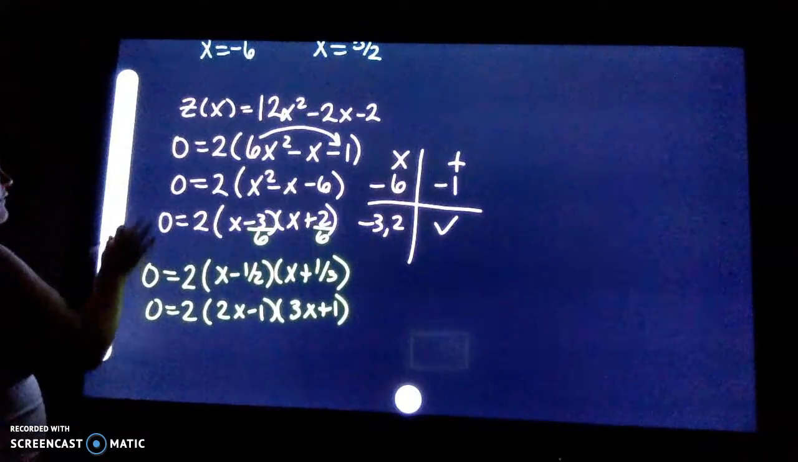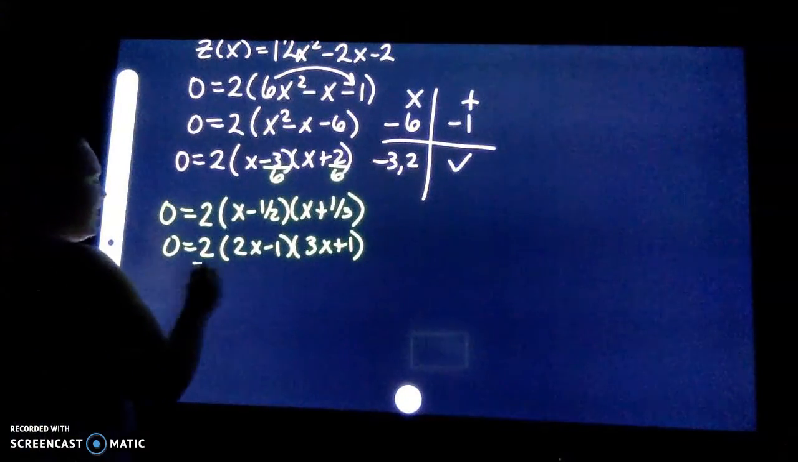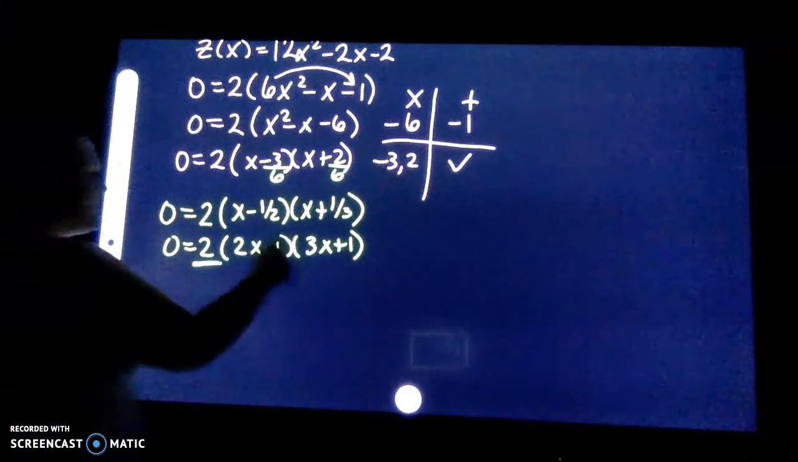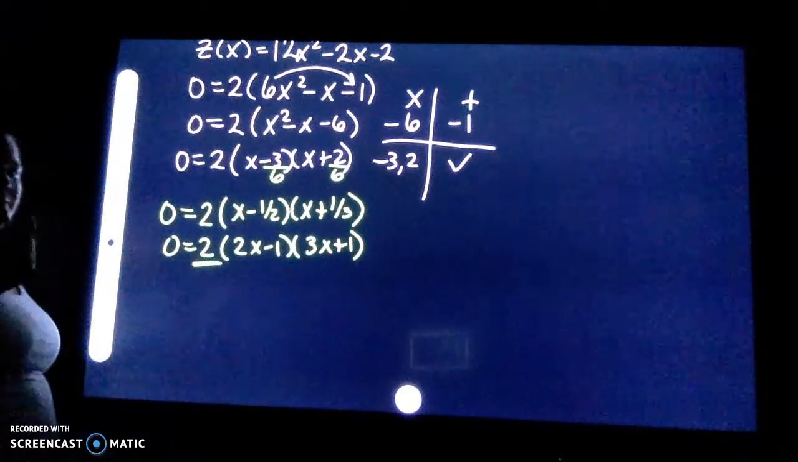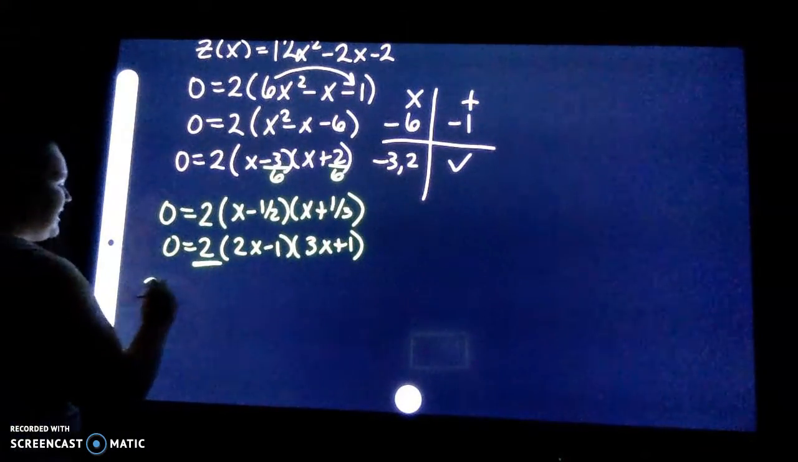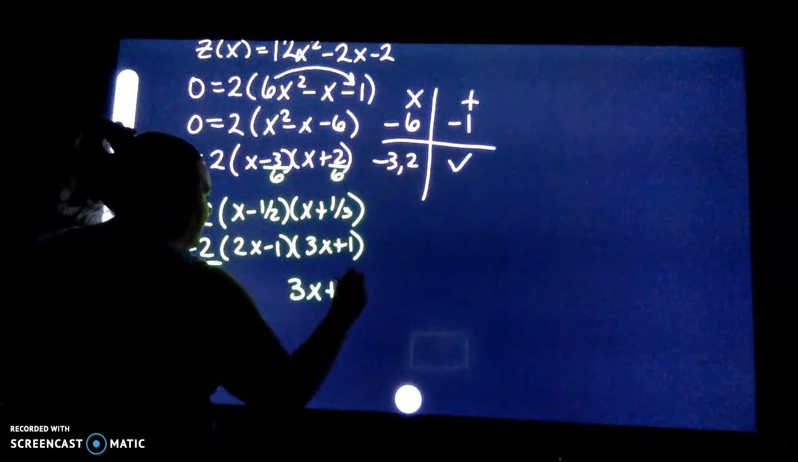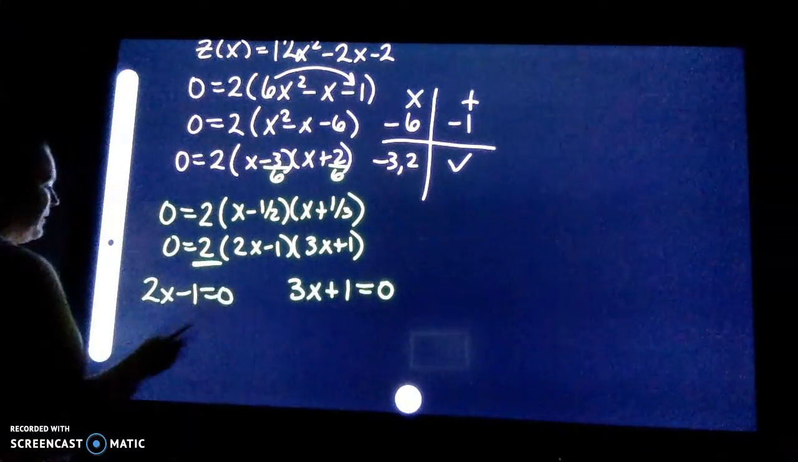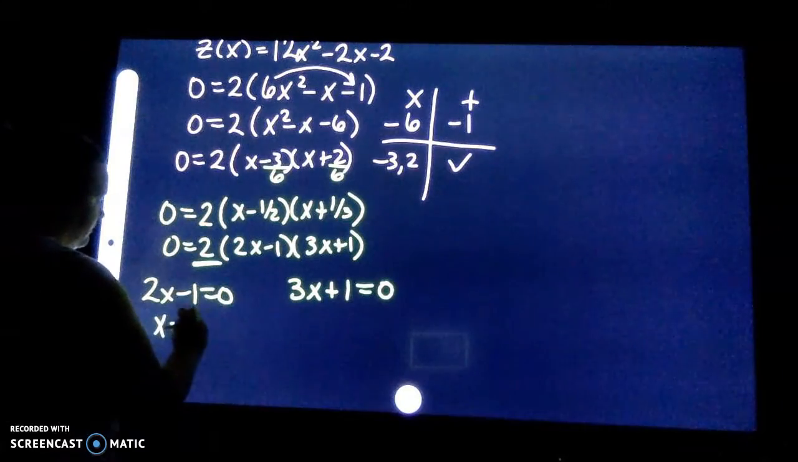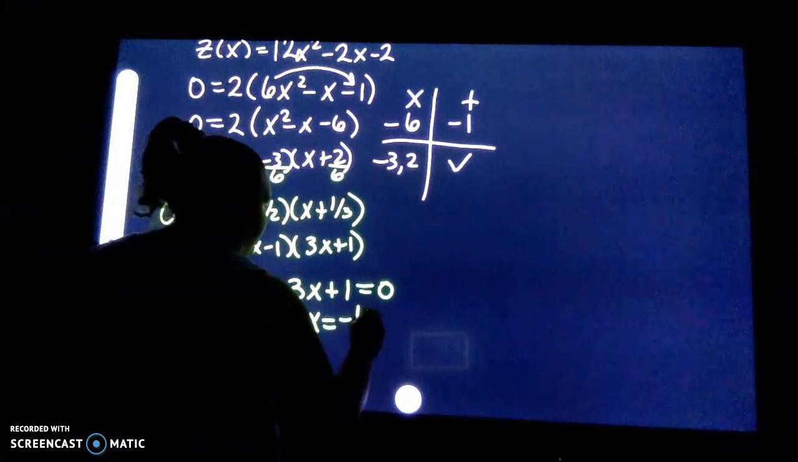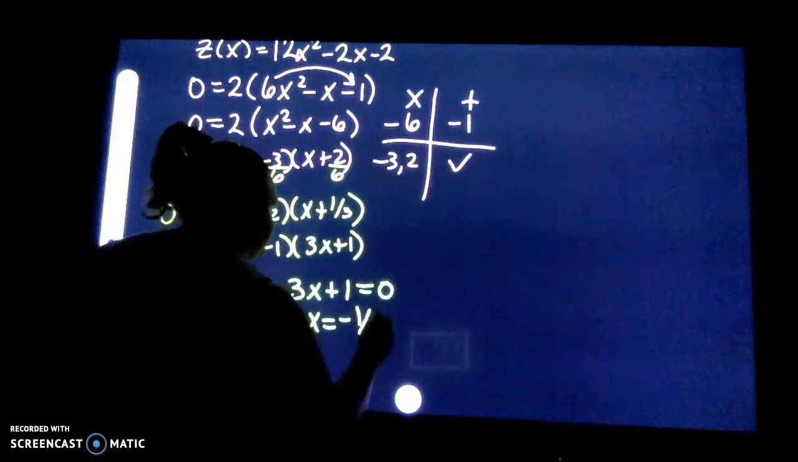And now I just need to find my roots. The cool thing is, this common factor I pulled out means absolutely nothing, because if one of these goes to 0, 2 times 0 is still just 0. So I'm going to take the two factors I found, set them equal to 0, and solve. On this one, I'm going to add 1 and divide by 2. On this one, I'm going to subtract 1 and divide by 3. And those are my two solutions.